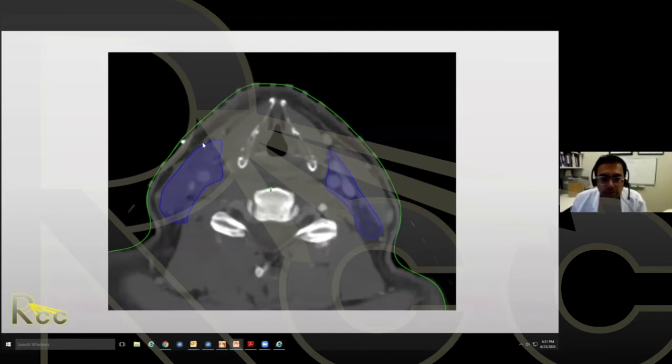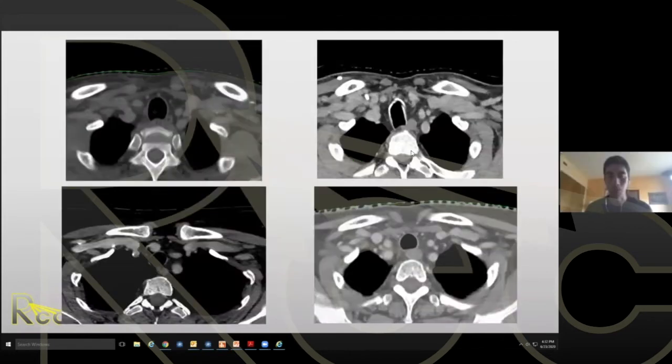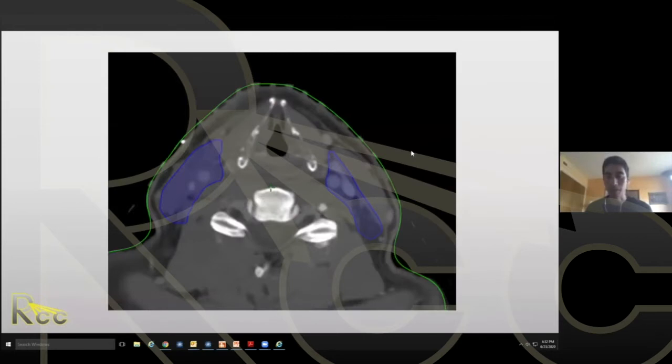Now, if your CTV extends right up to the surface, what did Dr. Hugh mention last talk that you can do to ensure you have adequate dose to your target volume? Add bolus, you got it. So you add bolus if you need to. That's an important point.